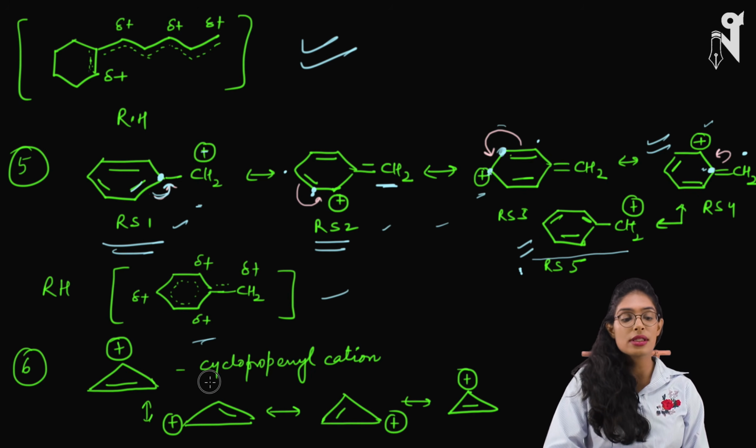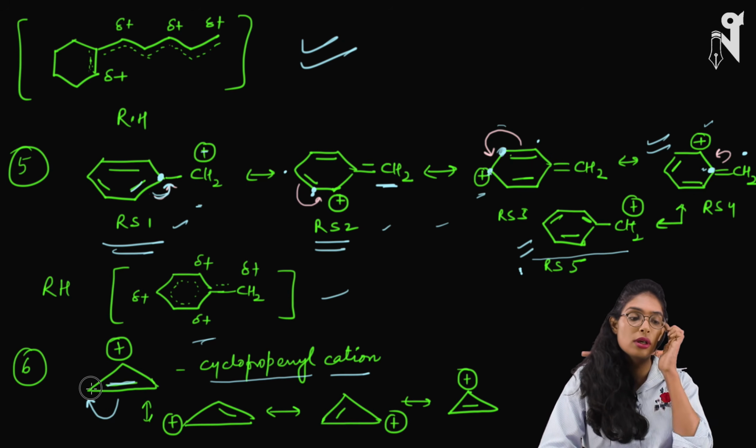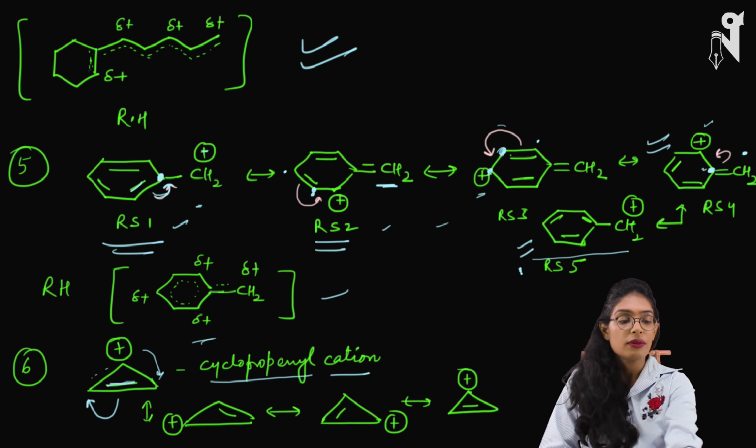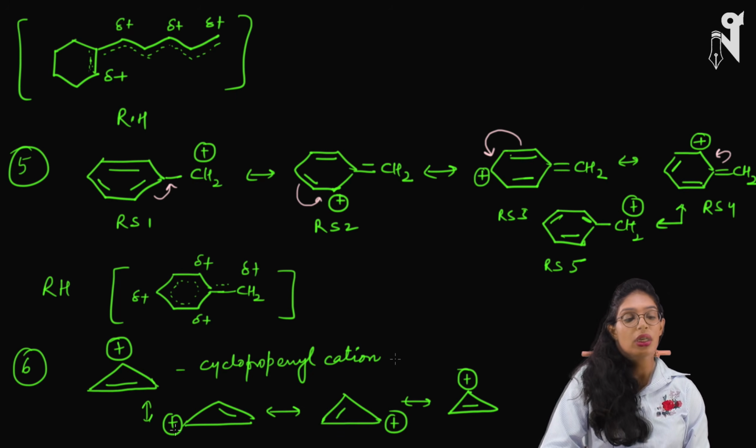Next is resonance in the cyclopropenyl cation. This is a cyclopropenyl cation. There is a double bond on the alternate position with the plus charge. What can happen? This bond can break in such a way that the electron pair comes here, and the new pi bond forms over here, and the plus charge shifts over here. This can happen, right? So I'm just rubbing it off. Okay, so this is exactly what we have done. So I have shown it over here.